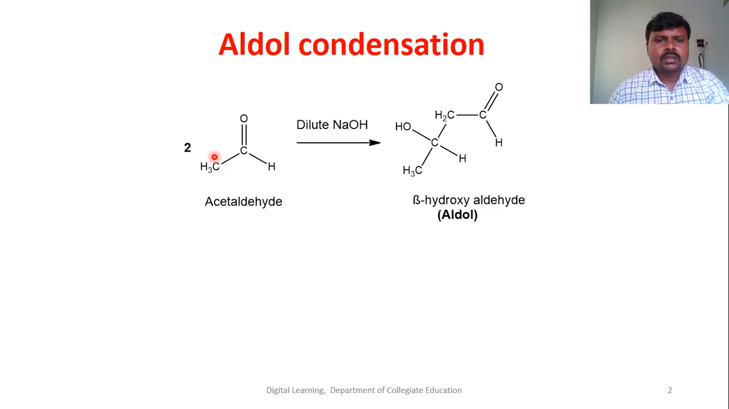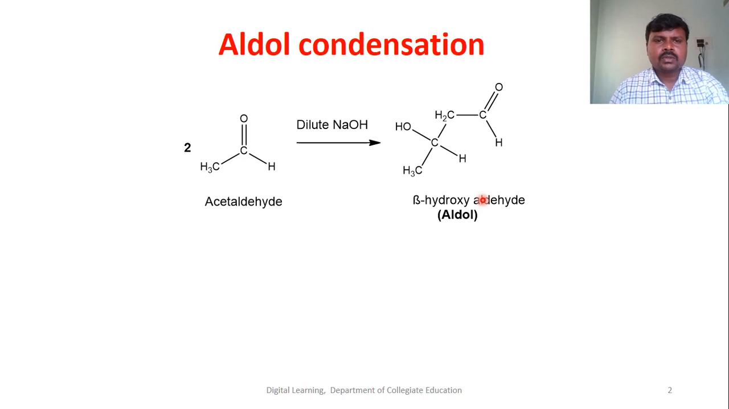So, 2 molecules of acetaldehyde undergo aldol condensation in the presence of dilute sodium hydroxide to give beta hydroxyaldehyde, which is popularly known as aldol. Why is it known as beta hydroxyaldehyde? Because this compound contains a hydroxyl group at the beta position. This is alpha position, this is beta position. So in the beta position there is a hydroxyl group, and additionally this compound contains an aldehyde group. So that's why this compound is known as beta hydroxyaldehyde, commonly known as aldol compound.